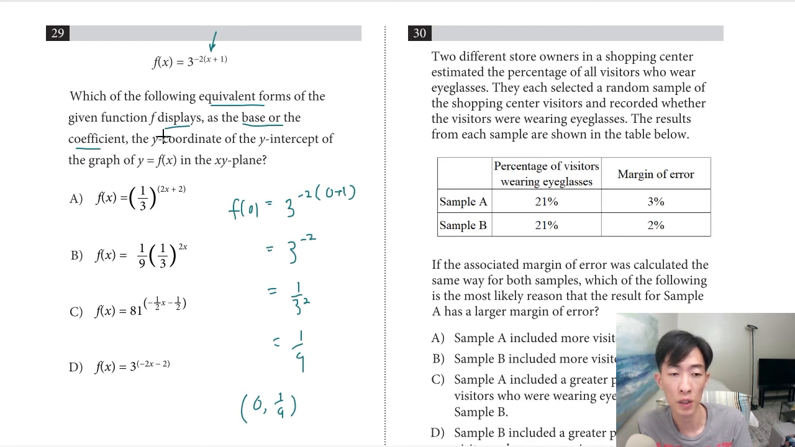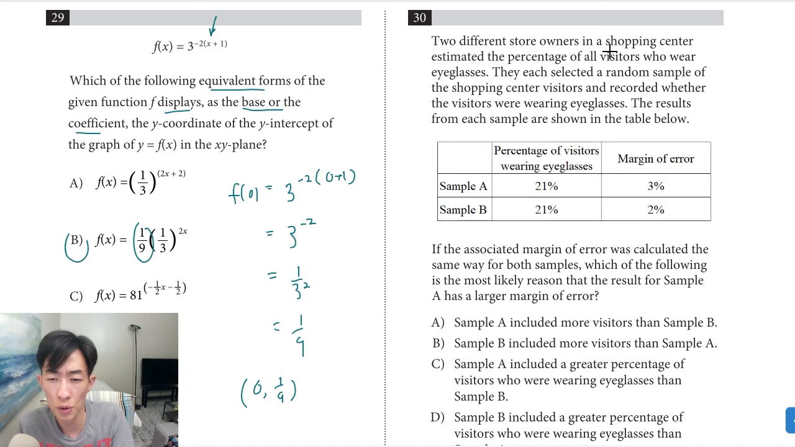And they want to know which function displays the y-coordinate, 1/9, as a base or a coefficient. The only one where we see 1/9 in the function, technically it's a coefficient here, is choice B. So that's all you really had to do. The reason I take the time to explain this is because this is a sort of new type of question on the SAT. We've seen this a few times.